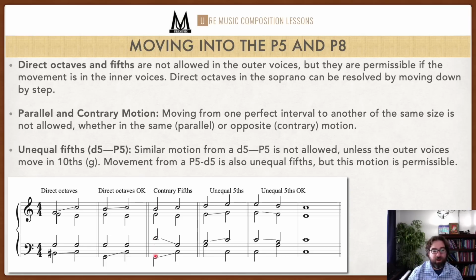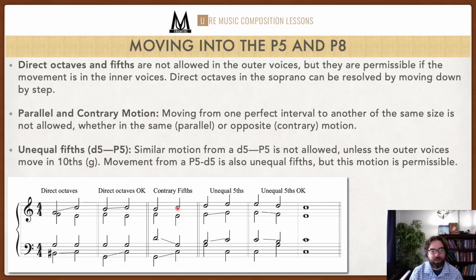Contrary fifths. This G and D are a compound fifth that then come into a C and a G that are a simple fifth, right? So that contrary fifth motion also needs to be avoided. And a big clue here is that you've got this massive leap in the tenor. Anytime you have something that doesn't move by step, you need to double check that because you probably did something wrong.